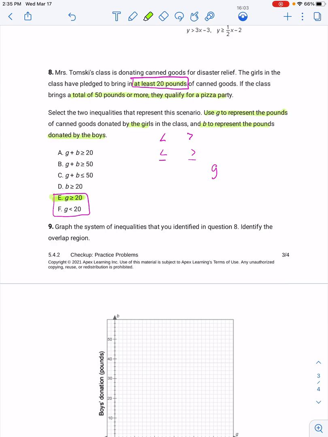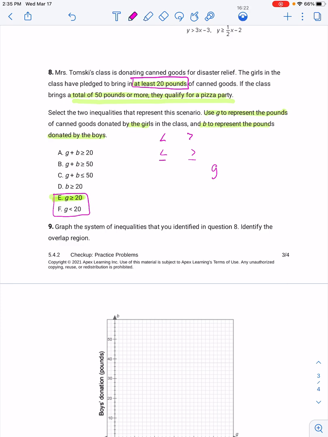So they have to bring in at least 20. So they can bring 20, but they can bring more. They just can't bring less than. And then the last inequality that you need to figure out is the last sentence here. If the class brings a total of 50 pounds or more, they qualify for a pizza party.